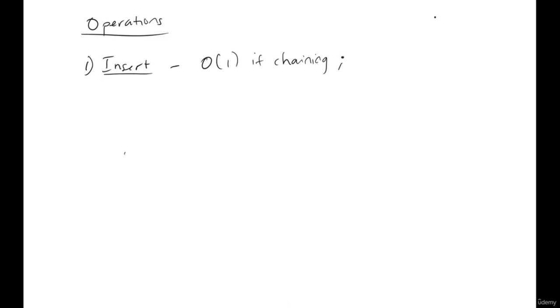If we are doing linear probing though, the runtime is going to be this right here, 1 over 1 minus alpha. Now, what is alpha right here? Alpha is what is called the load factor. It's going to be the number of items that are in the table divided by the number of slots in the table. In a linear probing sense, since there's no chain, this is literally the number of slots that are occupied. And so the more slots that are occupied, the more likely it is that you're going to probe to a slot that's already occupied, and it's going to take longer to insert.